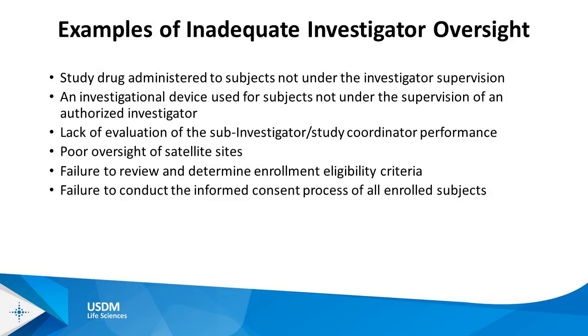Some examples of inadequate investigator oversight include where study drug administered to subjects was not under the investigator's supervision. So this could be a subject or patient at the site that received a study drug but was not actually enrolled in the study. Another is an investigational device used for subjects not under supervision of an authorized investigator. Again, this can be the same instance where a patient at the site or the clinic is permitted to receive treatment with an investigational device, although they were not actually enrolled in the study.